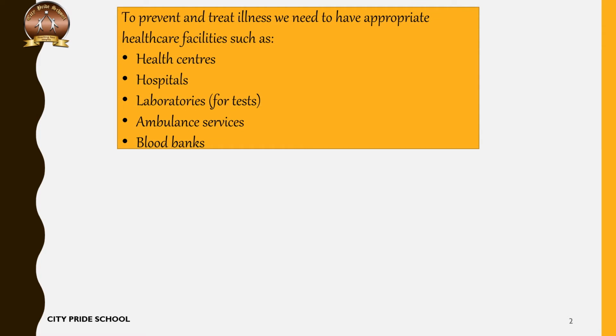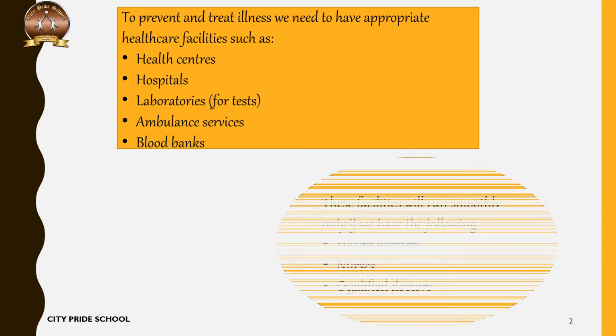Yes. So now we know that in order to prevent and treat illness or diseases, we need certain good healthcare facilities, which are as follows. We need proper health centers. We need proper hospitals, laboratories for taking up different tests, for example, blood tests, x-rays, sonography, and many other things. Even research laboratories we could include here. We also need proper ambulance services to provide quick service in emergencies. And yes, the most important one is the blood banks. So these are all the different healthcare facilities which we need in order to prevent and also to treat certain kinds of illnesses and diseases.